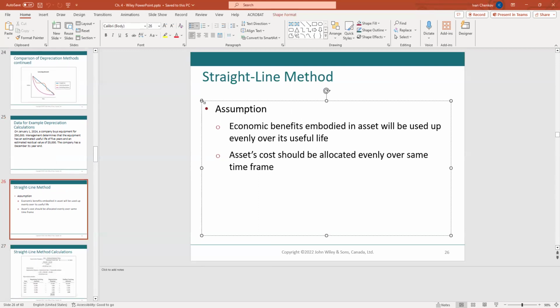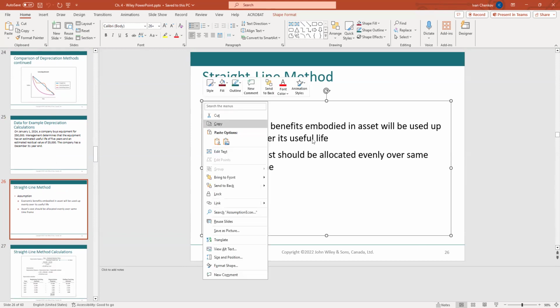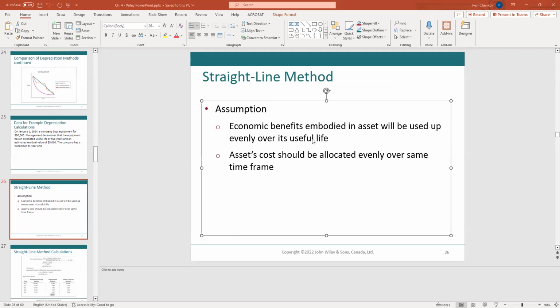So, first method will be the straight line method. For the straight line method, let me paste this slide as well. Now I can shift my screen and share with you the Excel spreadsheet.